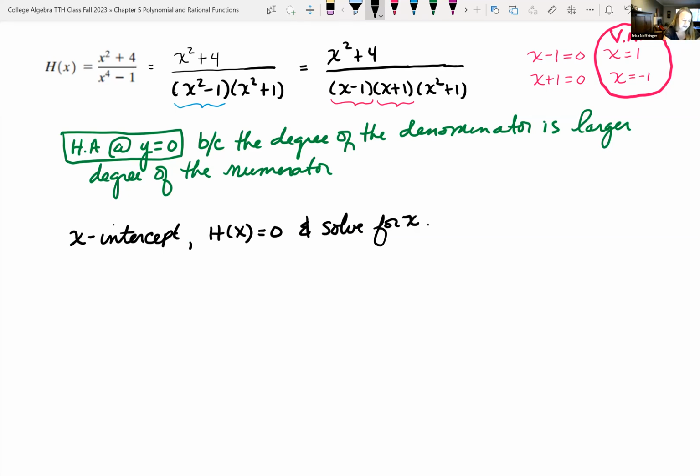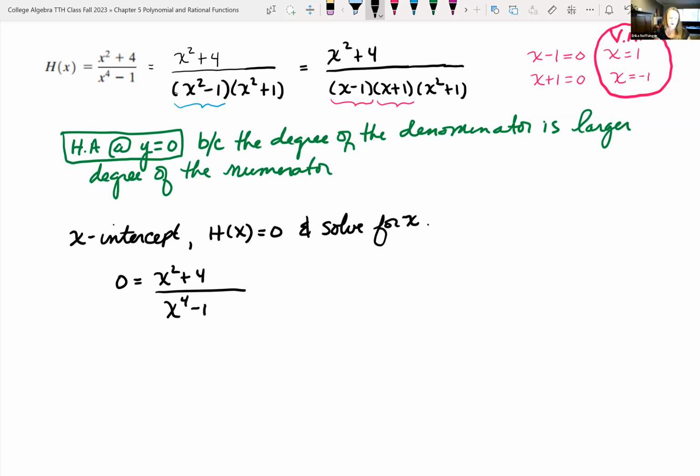And so doing that, we have 0 is equal to (x squared plus 4) all over (x to the 4th minus 1). So recall we talked about when we're looking for our x-intercepts of a rational function, really we're only looking at where our numerator is equal to 0.